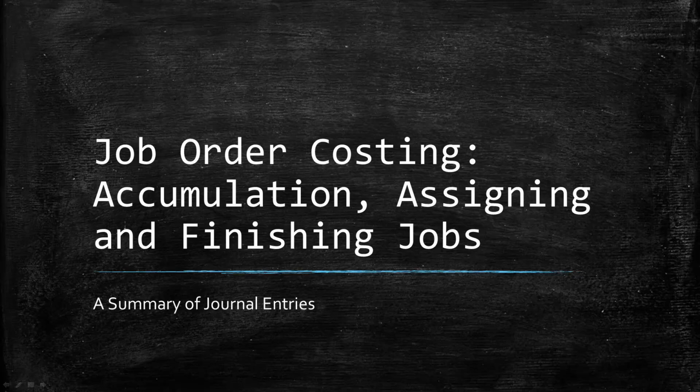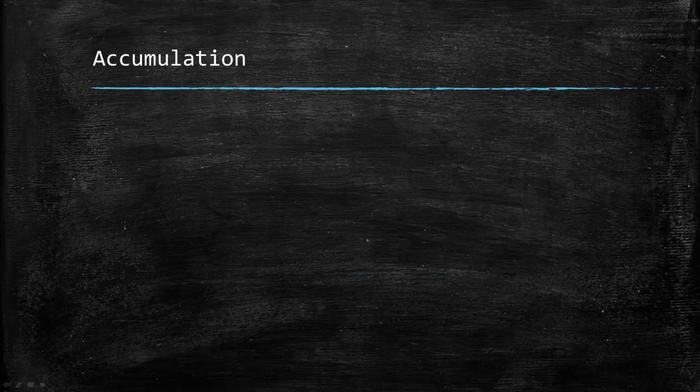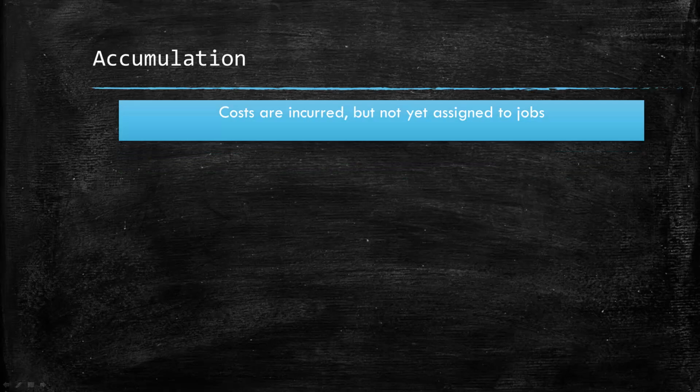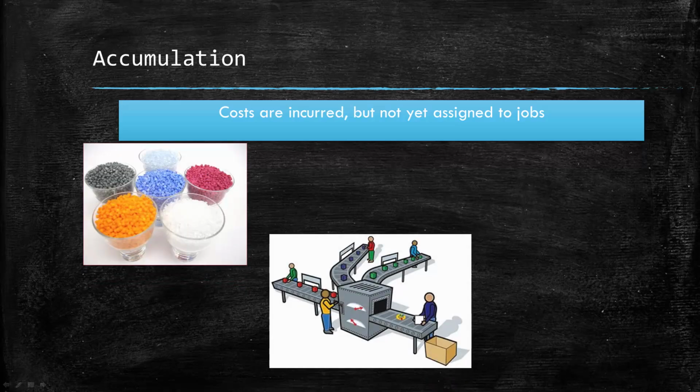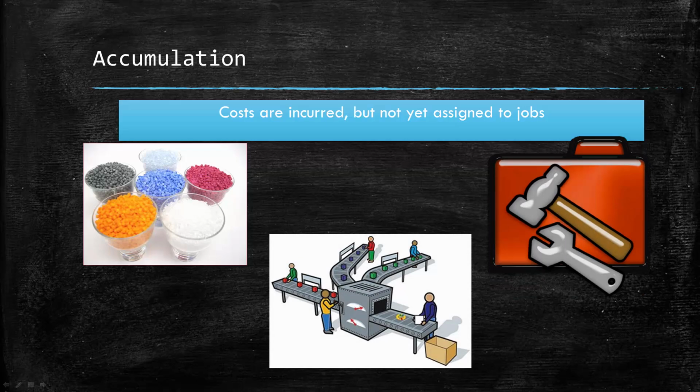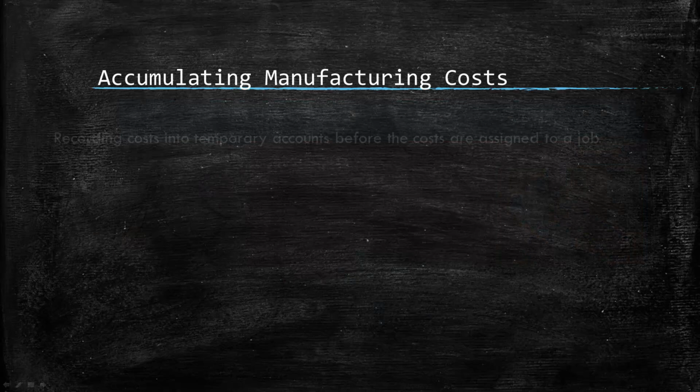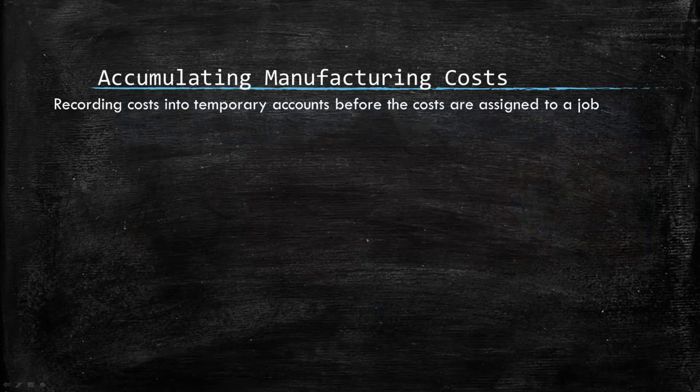In this video, I'm going to cover the basics of job order costing and the related journal entries. So first, let's start with the process of accumulation. Accumulation is when costs have been incurred, but they've not yet been assigned to any jobs. So we've maybe purchased the materials, our laborers have been working away in the factory, and overhead is being incurred, but we don't know exactly what has been used on which job yet. So let's look at those journal entries of accumulating the costs into those temporary accounts.